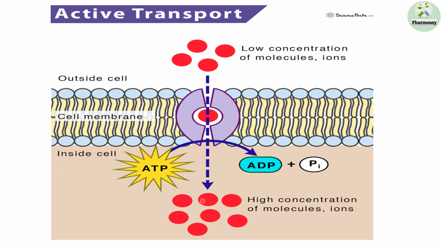The carrier is left behind in the membrane. This process requires energy, which is supplied by ATP. In this way, active transport enables transport through the membrane. Active transport is of two types, that is, primary active transport and secondary active transport.